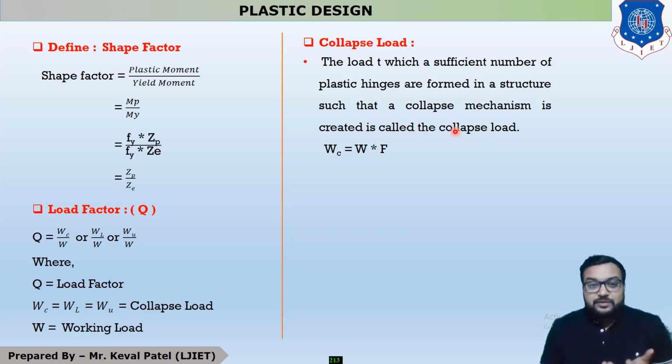Now, what is the equation of collapse load? The equation of collapse load is capital W into capital F. It means your capital W is your working load and capital F is factor of safety. Okay, so students, these are the main three definitions of this chapter.